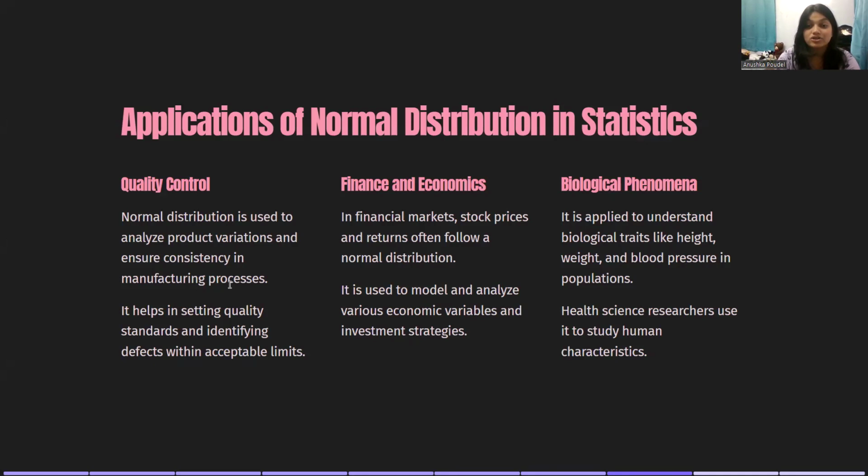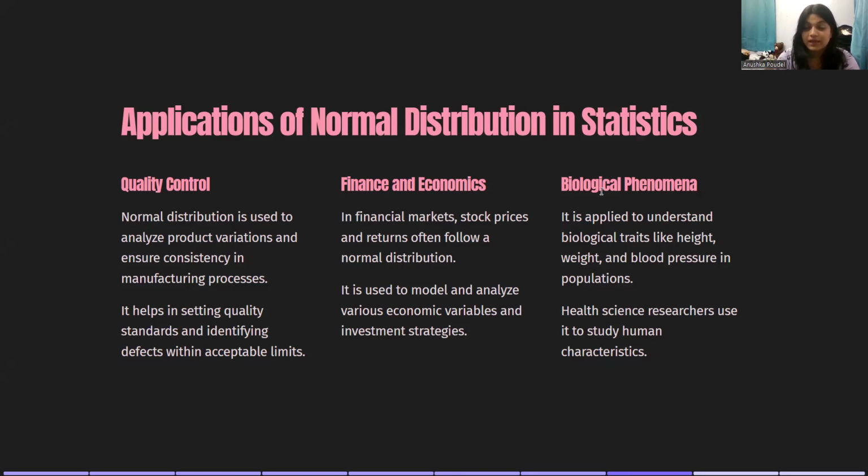In financial markets, stock prices and returns often follow a normal distribution. It is used to make a model and analyze various economic variables and investigate strategies, which can also be used to determine the economics of a city or perhaps a state or a locality and get a graph of it.